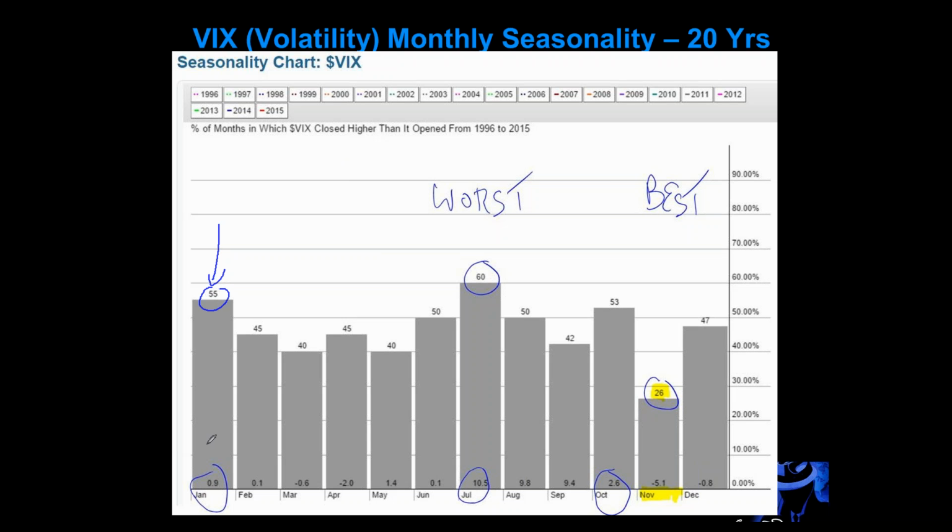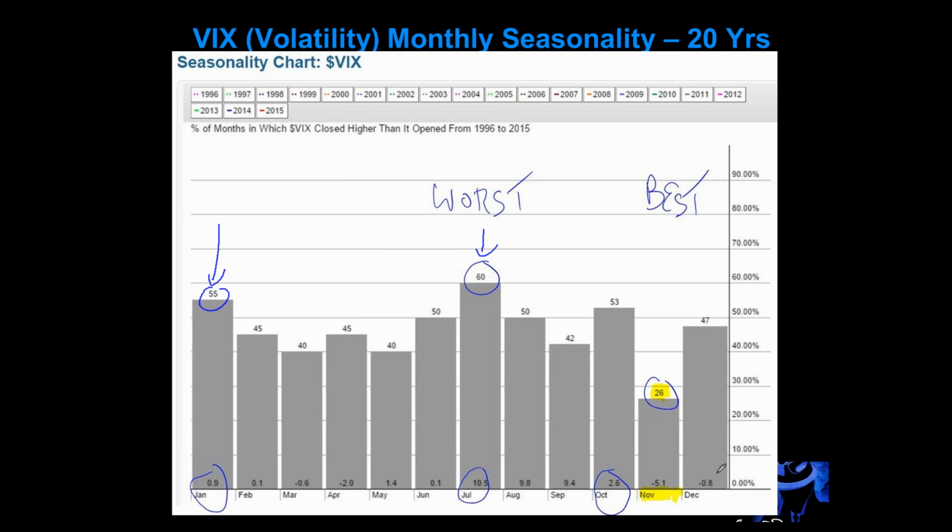Okay, but not by much. Maybe by, according to the chart, say by 0.9%. Okay. Now, if we look over at the worst month, it's right here, July. You've heard the term sell in May and go away. 60% of the time at the end of the month, volatility is higher than when it starts.